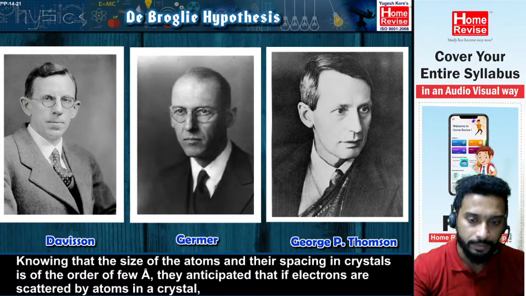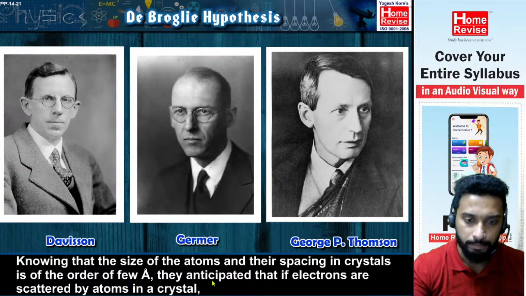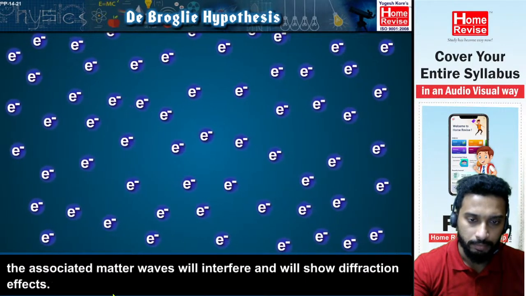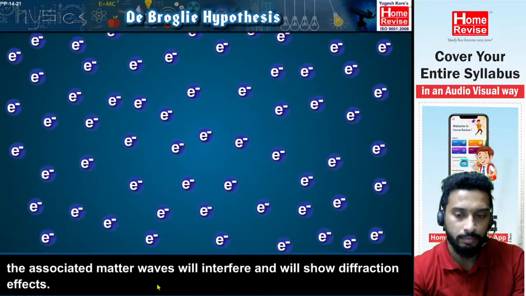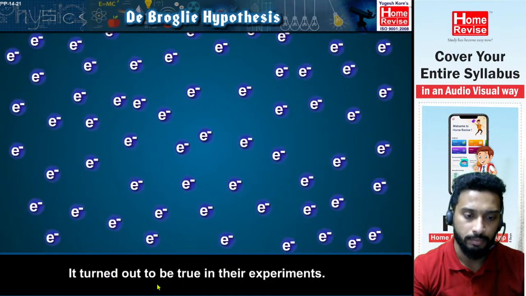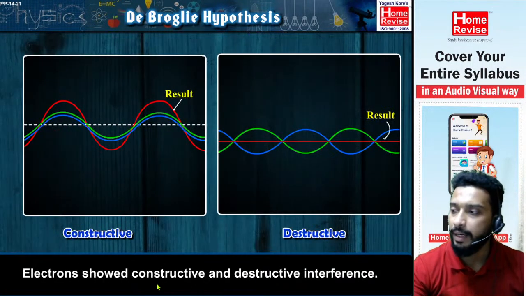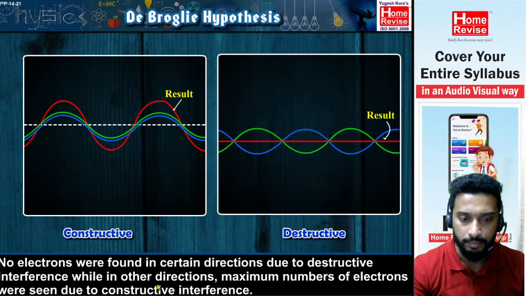Knowing that the size of the atom and their spacing in a crystal is of the order of few angstrom, they anticipated that if electrons are scattered by atoms in a crystal, the associated matter waves will interfere and will show diffraction effects. It turned out to be true in the experiments. They showed constructive and destructive interference. No electrons were found in certain directions due to destructive interference, while in the other direction, maximum number of electrons were seen due to constructive interference.